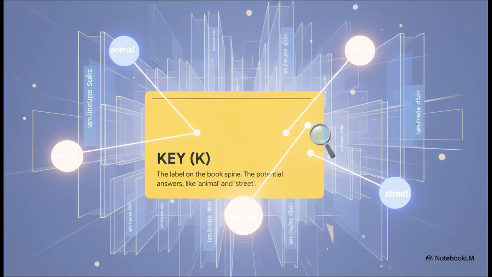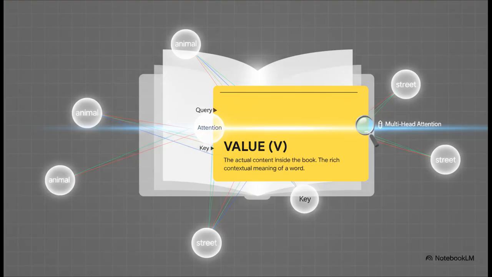Next up, you've got the keys. Now, the keys are all the possible answers in the sentence. Think of them like the titles on the spines of all the books in that library. For us, the words animal and street are the keys. They're the options the AI can choose from. And finally, there's the value. The value is the good stuff, the actual meaning and context inside the book. So once your query finds the right key, you get to unlock its value. The value is the rich, detailed meaning of animal or street.